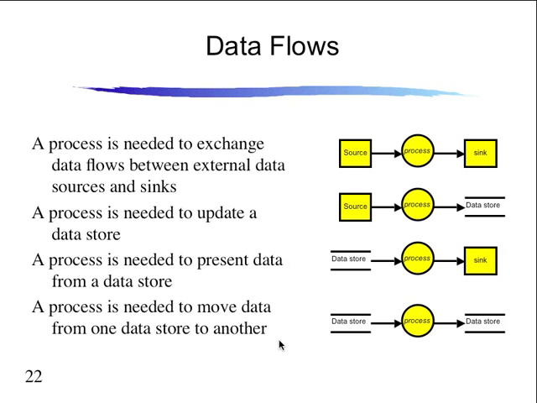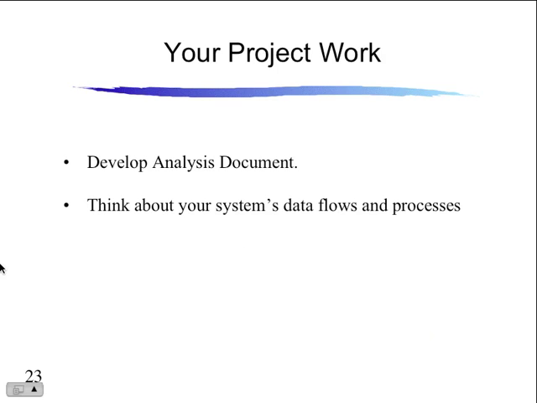Here's some more examples. Processes needed to exchange data flow between external data sources and sinks. So you're bringing data in from a source to a sink, which is what we've been looking at so far. Or you might need to update a data store. Or you might need to pull data from a database itself or a data store. Or you might need to move it from one data store to another. So we have one data store that processes information and sends it to another data store. So don't get confused with the terminology, it's more along the lines of the logic that's going on.